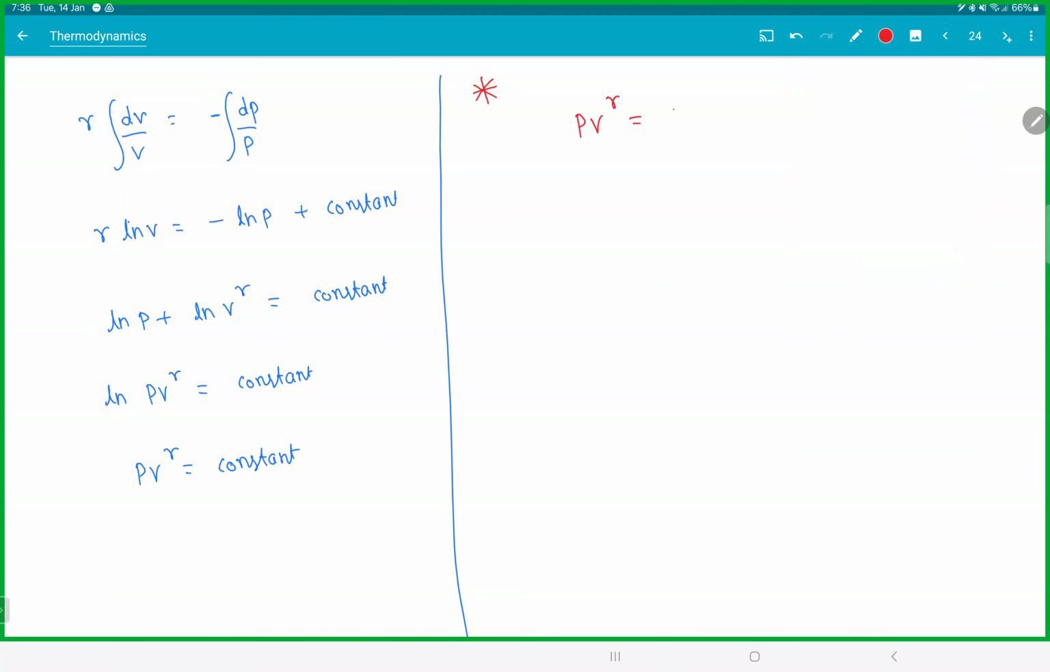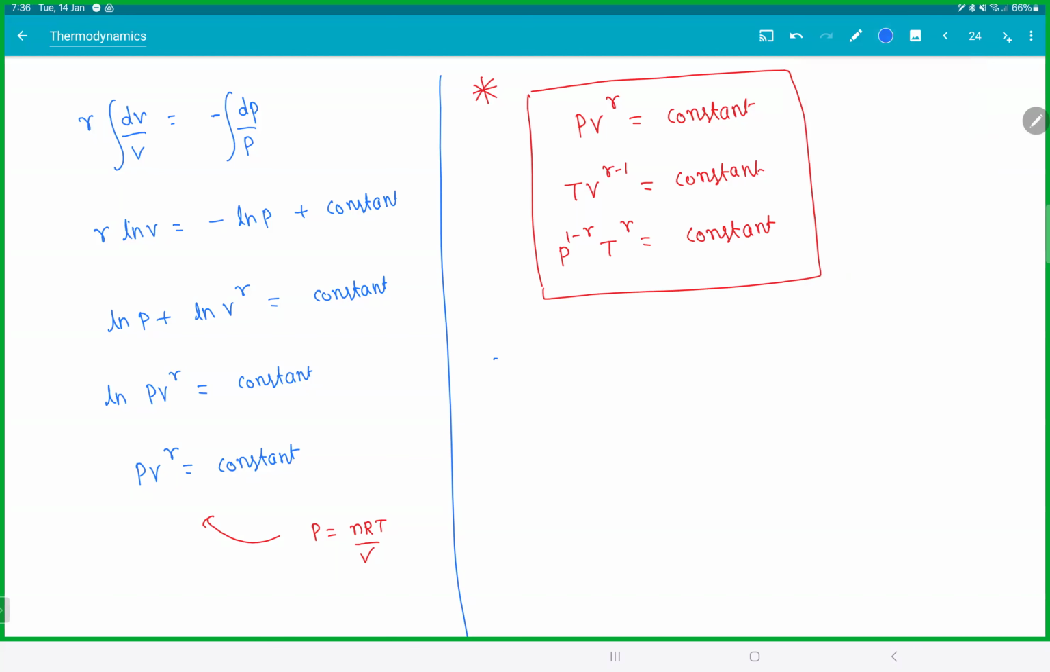PV power gamma is constant. Now I can use the ideal gas equation, PV is equal to nRT, and substitute here. Then this also becomes TV power gamma minus 1 is constant. So just write P is equal to nRT by V, and you will get that. So you can put P is equal to nRT by V here, and you'll get the relation between T and V. P power 1 minus gamma, T power gamma is constant. All three are the same. You can just eliminate P, V and all, and you'll get these equations.